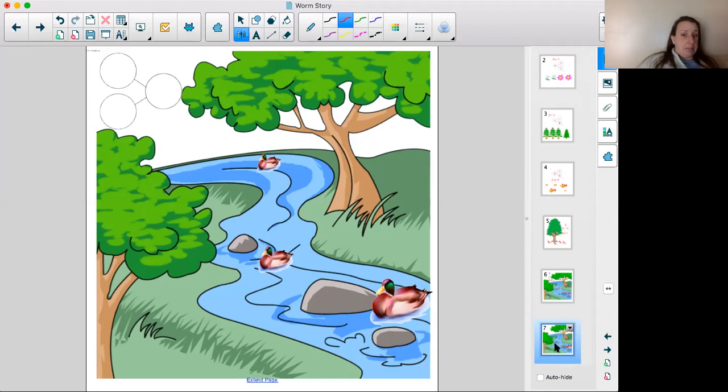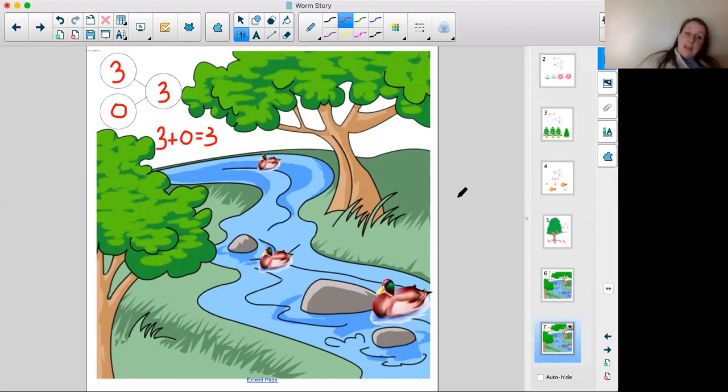Okay, I still think we're counting ducks here. So let's go 1, 2, 3 ducks in the hole. Because there's only 3 ducks. Okay. So if there's only 3 ducks, and there's only 3 in the river, and there's none anywhere else, what number goes here? What's the number for none? Exactly. 0. That can be a number sentence. 3 plus 0 equals 3. 3 plus 0 equals 3.